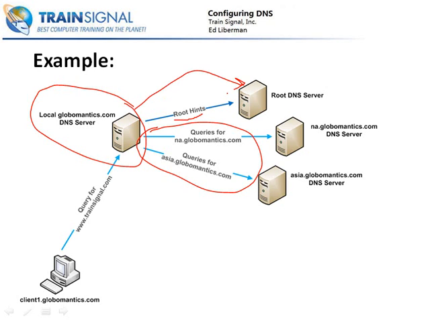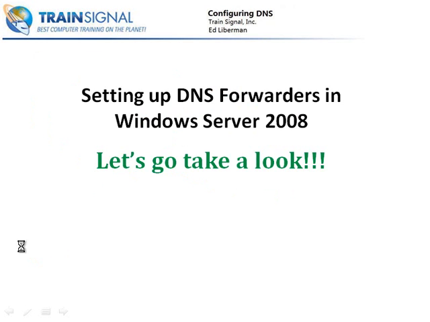The IP address comes back to the globalmantics.com DNS server, which sends it back to the client. That's how this would work in the Globalmantics network, or at least that's one way it could work in the globalmantics.com network. Let's go take a look at how to set this up in Server 2008.